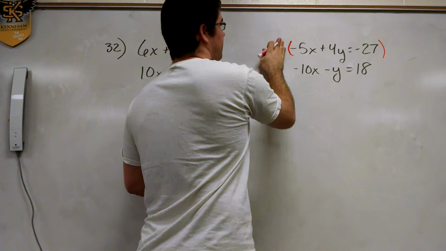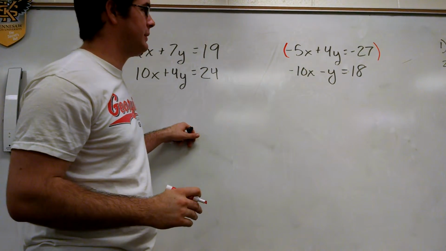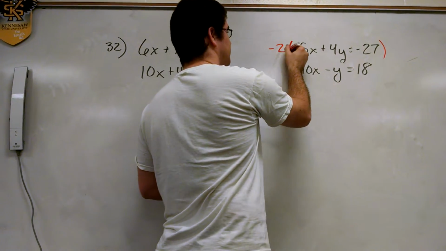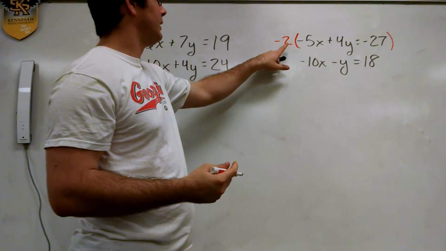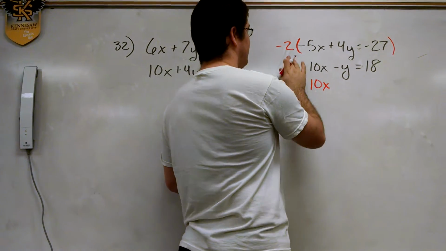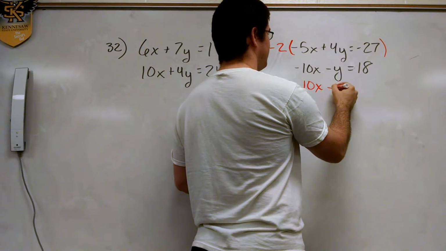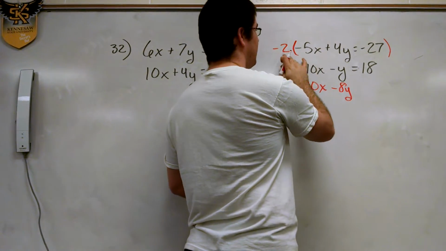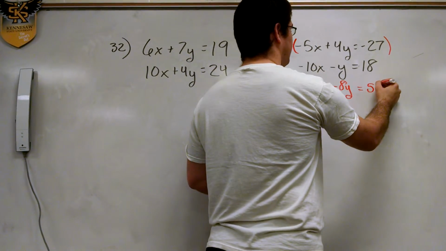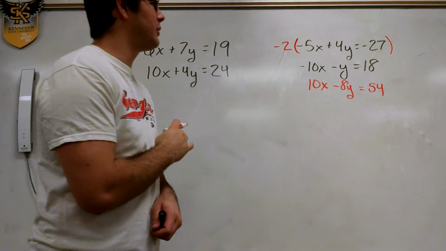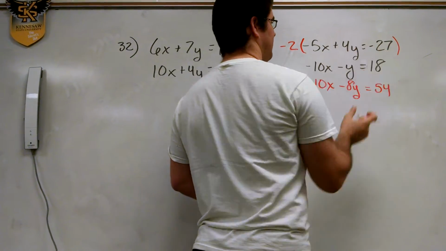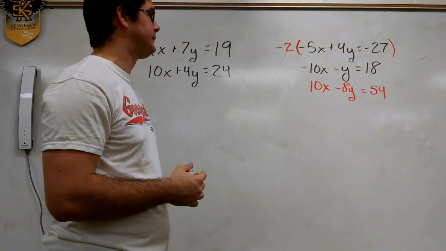let's get this out of the way. If I multiply this top equation by -2, let's try it. If I multiply everything by -2, what does that do? -2 times -5x is 10x. -2 times 4y is -8y. And -2 times -27 is 54. So all I did is multiply the top equation by -2, and I'm allowed to do that because I'm multiplying both sides by the same thing, so I'm not changing the equation.